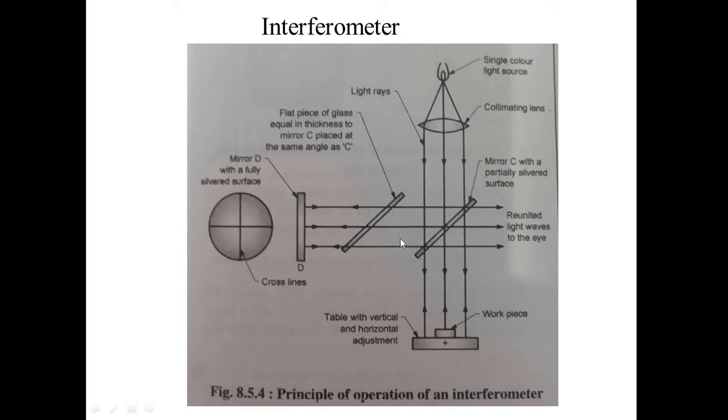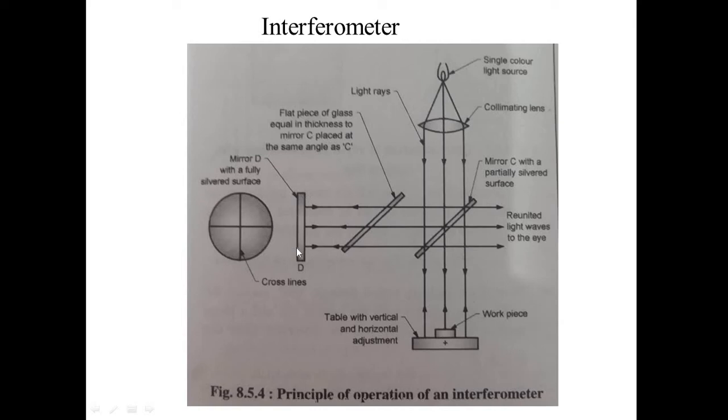Whereas half of the light which is falling on this partially silvered mirror C will be deflected in this direction, so that is reflected to mirror D. This is the mirror D. This is mirror C. This is the mirror D. This mirror is fully silvered.